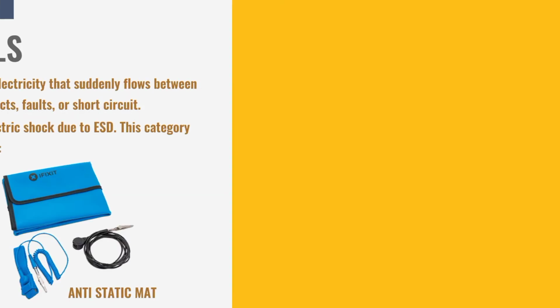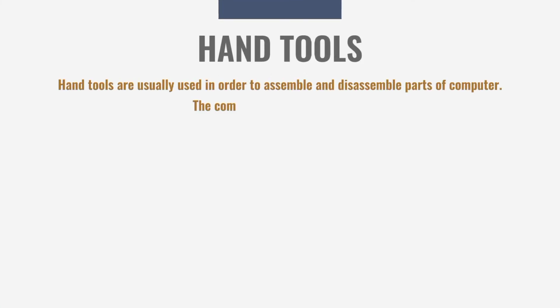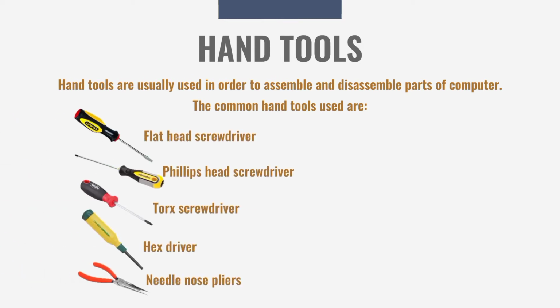Next is hand tools. Hand tools are usually used in order to assemble and disassemble parts of computer. The common hand tools used are flathead screwdriver, which is used to tighten or loosen slotted screws. Phillips head screwdriver. It is used to tighten or loosen cross-headed screws. Torx screwdriver. It is used to tighten or loosen screws that have a star-like depression on the top.